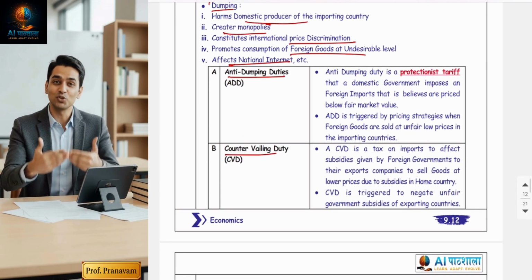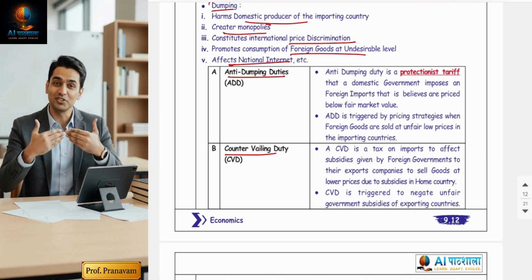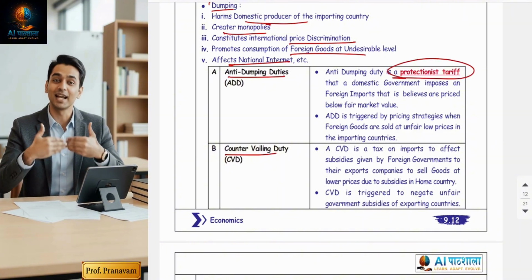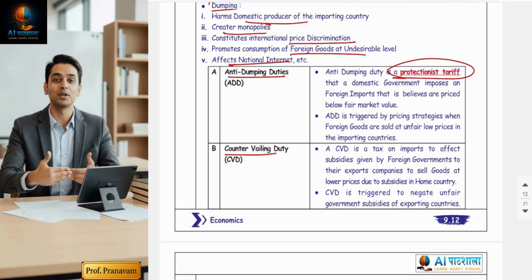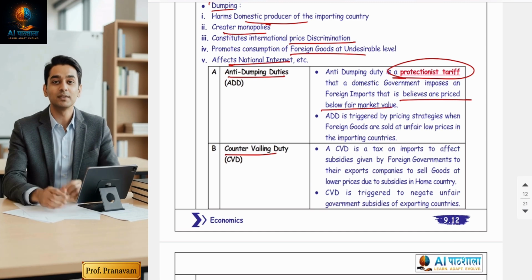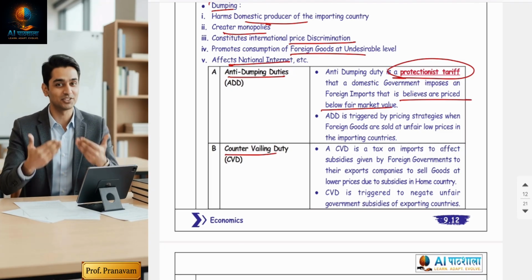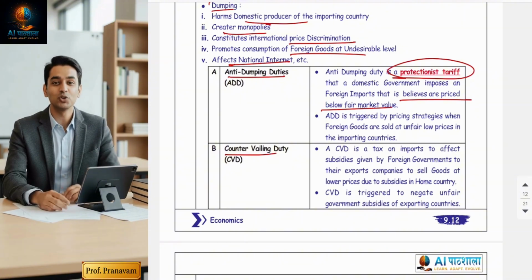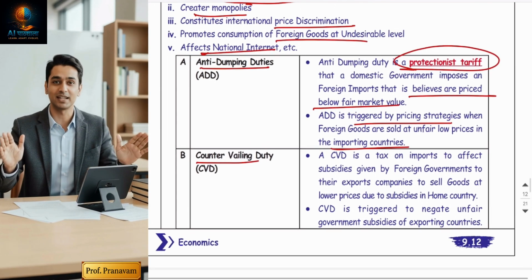So to stop them, the first type of duty is anti-dumping duty. Guys, an anti-dumping duty is a protectionist tariff imposed when imports are sold at unfairly low prices. The name itself indicates it is meant to stop dumping made by the foreign country. It is triggered by an unfair pricing strategy. Now, how does it work? Guys, it's very simple.